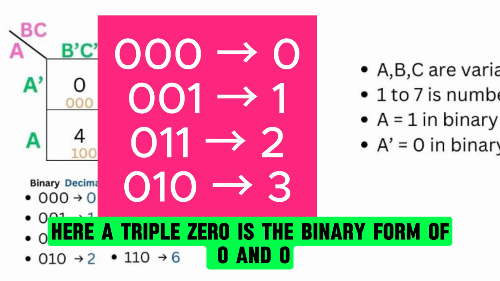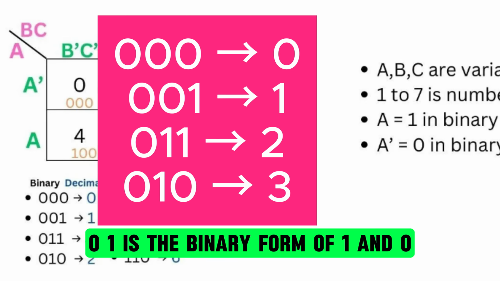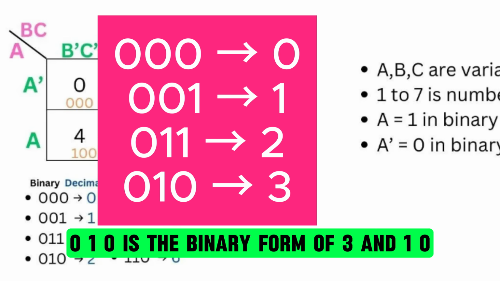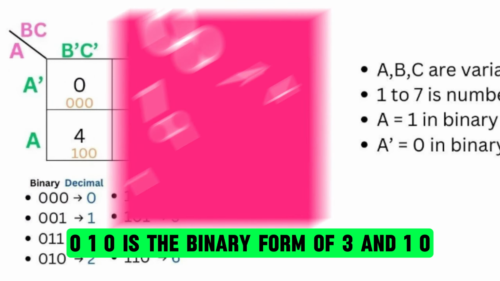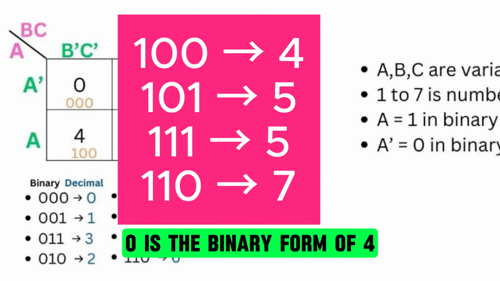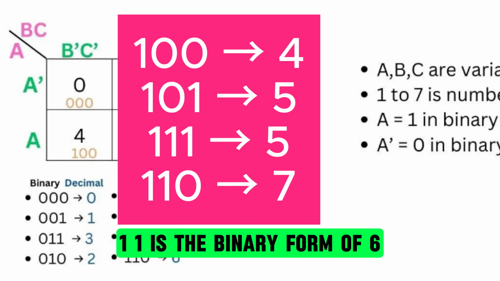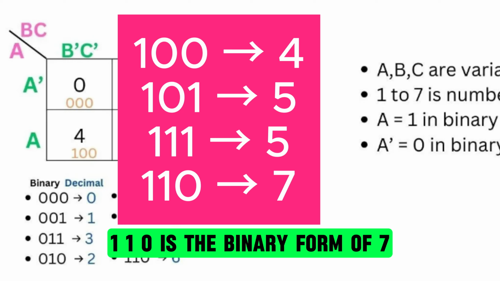Here 000 is the binary form of 0, and 001 is the binary form of 1, and 011 is the binary form of 2. 010 is the binary form of 3. 100 is the binary form of 4. 101 is the binary form of 5, 111 is the binary form of 6, 110 is the binary form of 7.